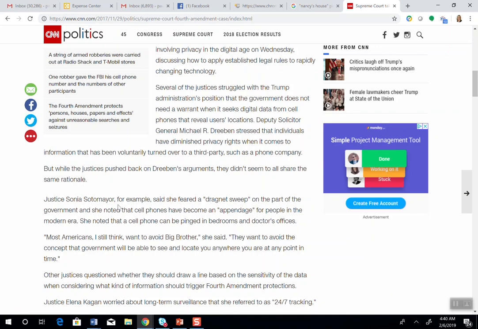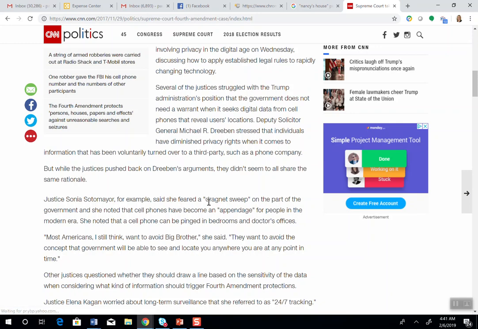Justice Sonia Sotomayor, for example, said she feared a dragnet sweep on the part of the government, and she noted that cell phones have become an appendage for people in the modern era. Mr. Carpenter was part of a group that was robbing cell phone stores. Now, this is 8-9 years ago by now. One of the group was captured. He gave up the other members of the group. They used circumstantial evidence that Mr. Carpenter's phone with its geolocation, which by today's standards is very primitive, put him in the vicinity of those crimes. Mr. Carpenter argued that they needed a search warrant to get that information. The government argued on long-standing precedent they did not.